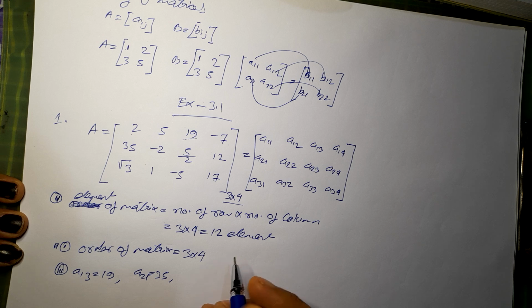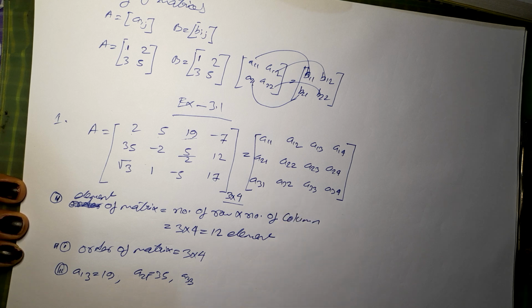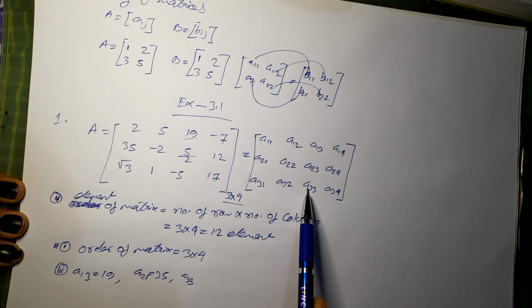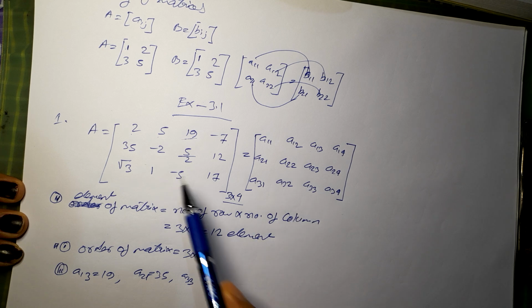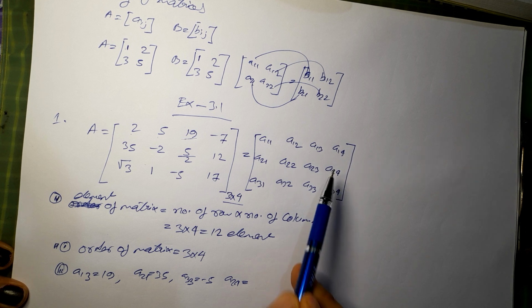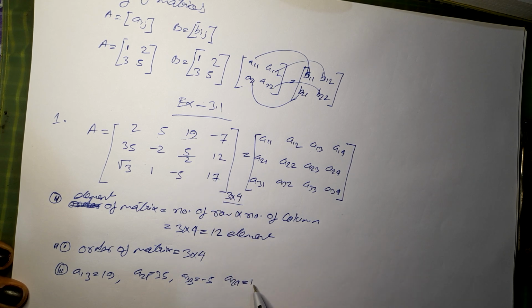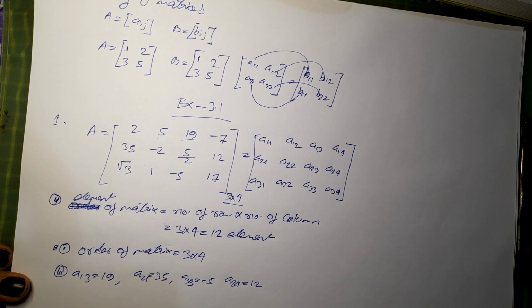Next, A33. Where is the 33? This is the A33. That is minus 5. Then A24. What is the 24? This is the 24, this position. So 12. Compare the position, then you will get the result. That is 12.